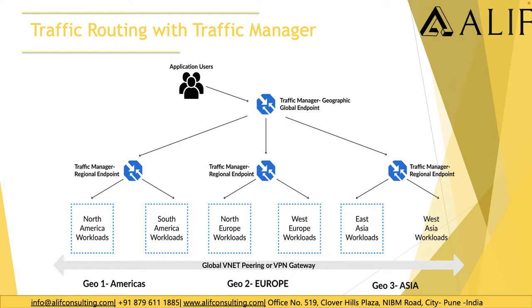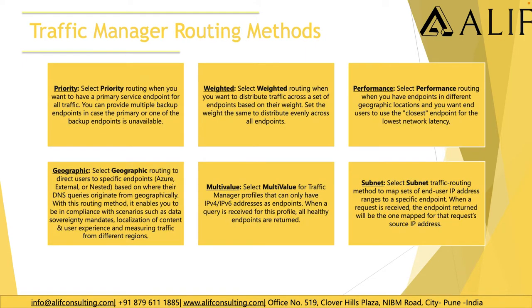In the same way I can route to America or to Europe based on the user locations, or where the user is sending the request from. Now here are some of the routing methods used by Traffic Manager: priority, weighted, performance, and geographic. I would be able to show you how you can set all of these routing methods while creating the Traffic Manager profile. So these are things which can be defined while configuring or creating Traffic Manager.